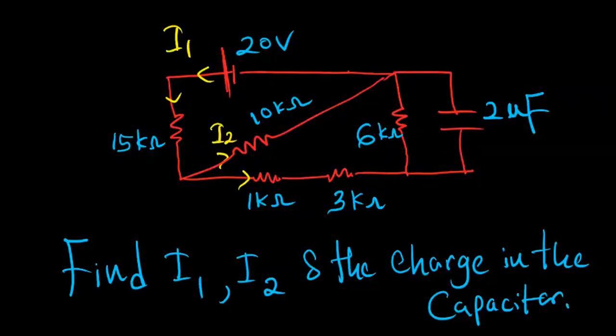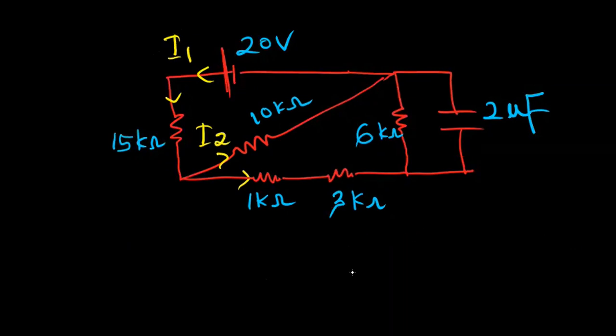Alright kids, in this question they're asking us to find I1, I2 and the charge of this capacitor. To find everything, we need to find the direction of currents. So let's finalize the direction of currents. This main current comes from here to this junction, and the current gets into two different paths, this path and this path.